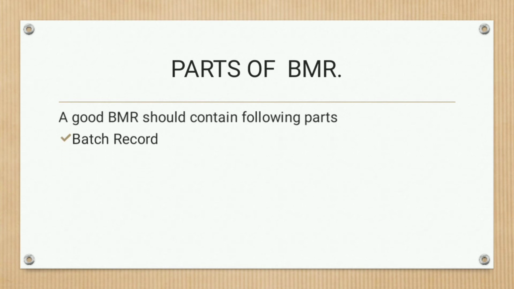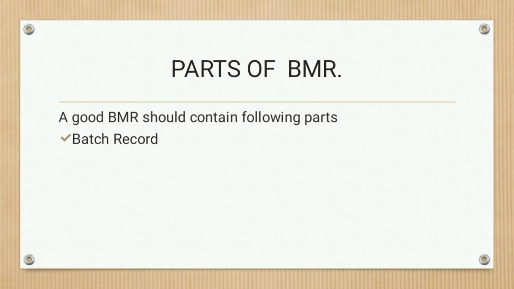The first one is the batch record. The very first page of the BMR has all records about the batch such as batch number, batch size, composition, master formula record which has been referred, the weight of the batch, shelf life, storage condition, manufacturing license number, manufacturing date, expiry date, date of starting and date of completion.